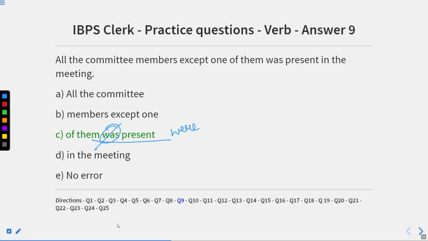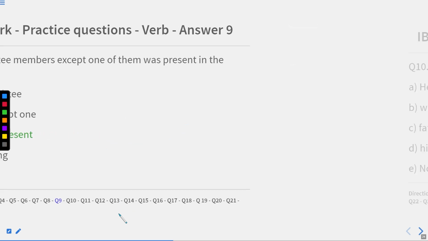This is a very simple and very important concept as well, because this concept is asked many times in our examination, that whenever we have two subjects connected with any of these conjunctions like with, along with, together with, except, beside, among, amongst, no less than, and not, and there are many other conjunctions as well, we write the verb according to the first subject only, or you can say the verb depends on the first subject only. So that is very important. Now let us move to the next one.